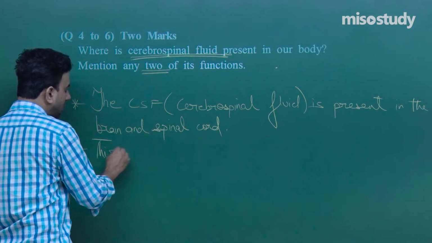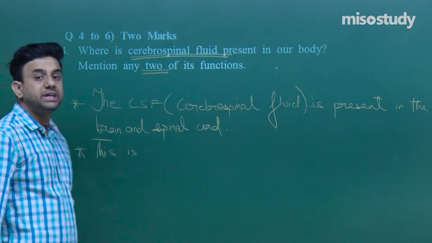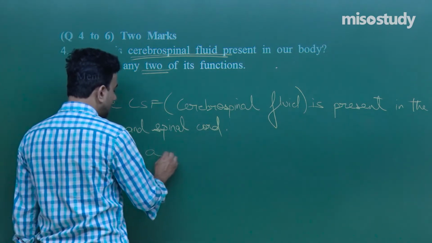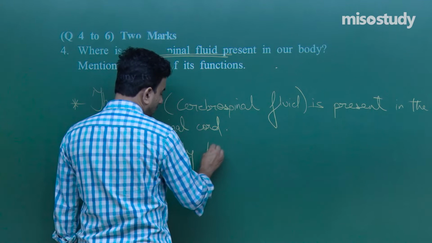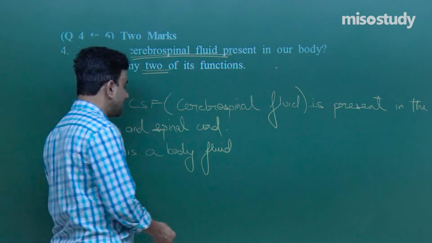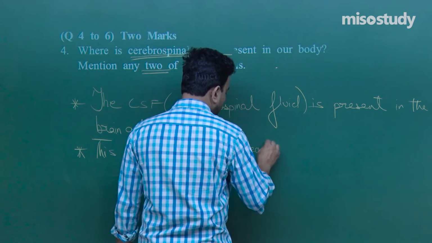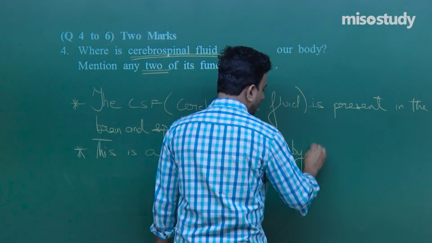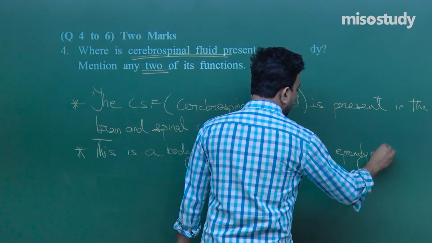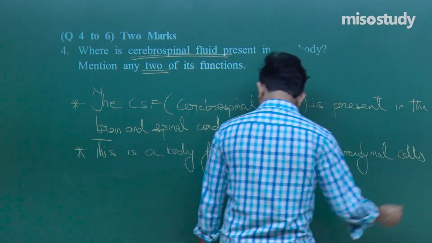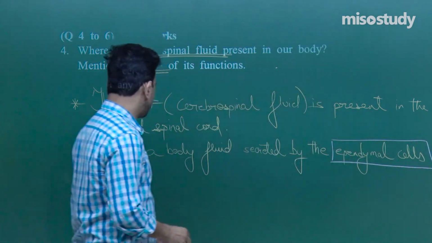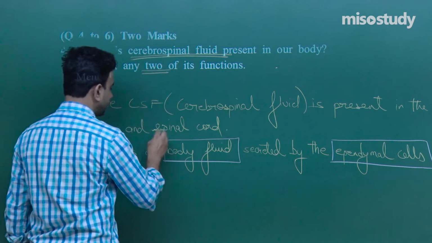Now, this is a body fluid which is secreted by the ependymal cells. This is a body fluid present in the brain and spinal cord, secreted by the ependymal cells.